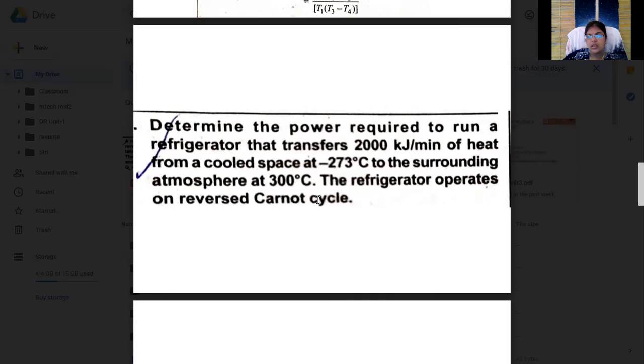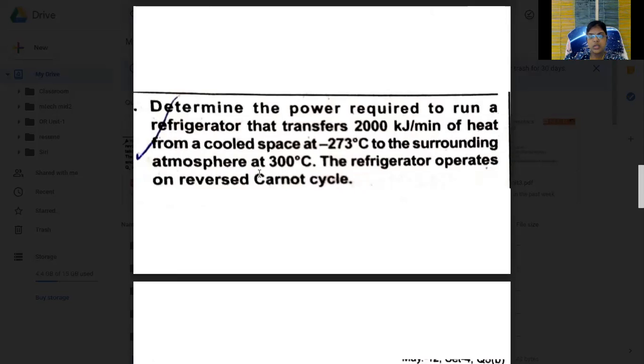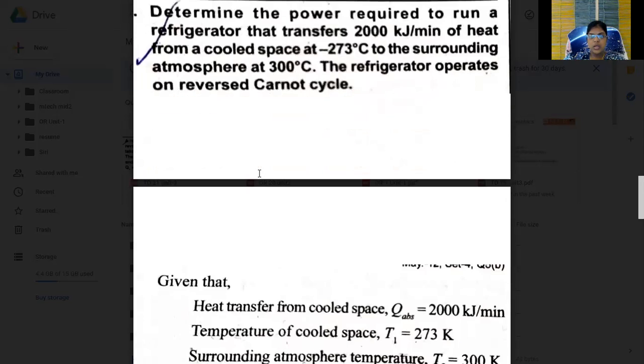First of all, our hint in the given problem is refrigerator. As I told you in the previous class, in a heat pump or refrigerator, definitely heat flows from lower temperature to higher temperature. Whenever heat flows from lower temperature to higher temperature, we will supply some amount of energy. So when we supply energy to the system, heat flows from lower temperature to higher temperature, only for heat pump and refrigerator. Here our hint is refrigerator, so definitely heat flows from lower to higher temperature.